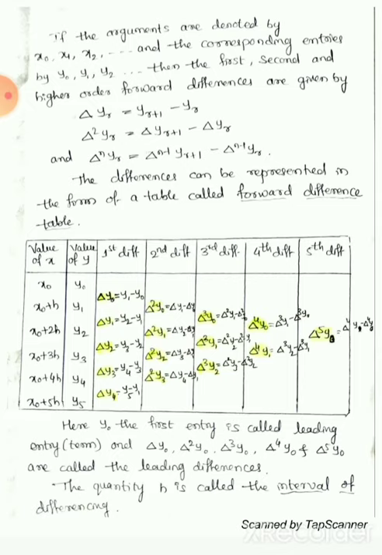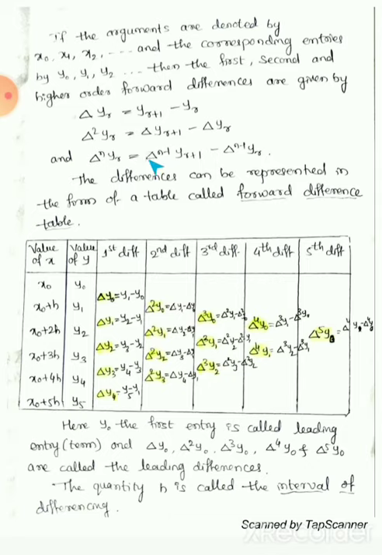See here, if the arguments are defined by x0, x1, x2, and so on. Arguments means the values of x, which you already studied. And the corresponding entries, instead of f of x0, f of x1, f of x2, you can call y0, y1, y2.